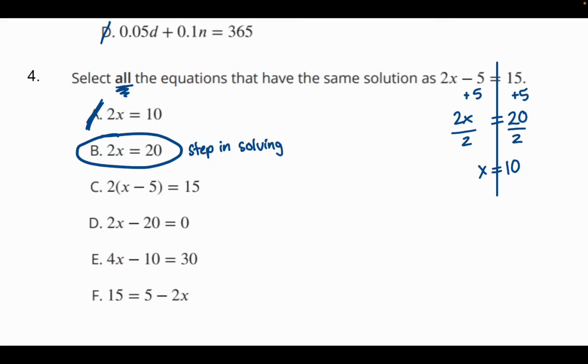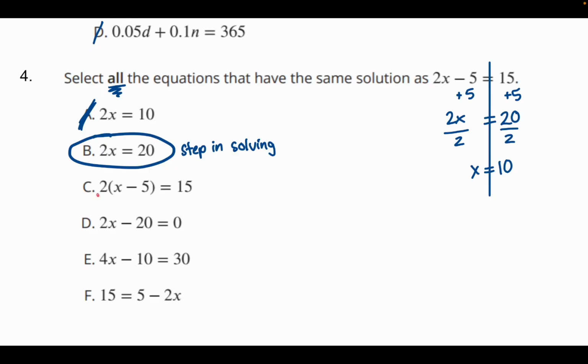So option C, it looks like they took the 2 that was attached to the 2x and they're saying, oh yeah, apply that 2 to the x and the negative 5. But we can't do that because that's going to change the value, and this would then be 2x minus 10 equals 15, so not a valid choice because it is changing the value.